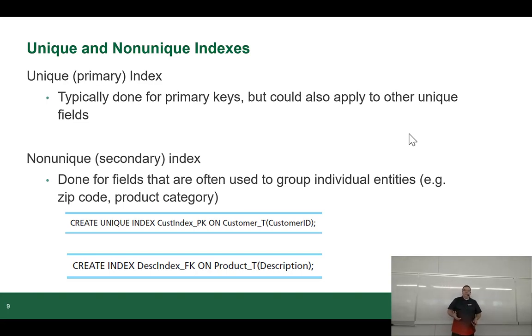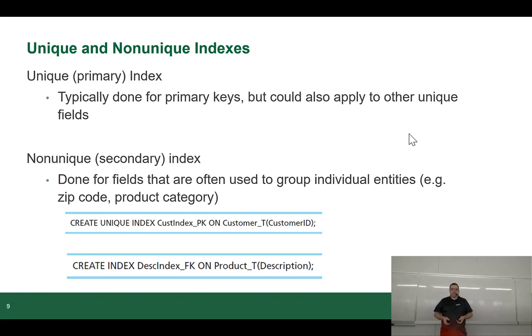You also have non-unique indexes. These are secondary indexes. Usually they're done for fields that are often grouped together to search for individual entities. Sometimes it's one column, could be a combination of columns.